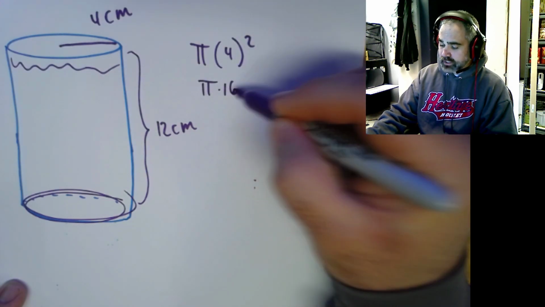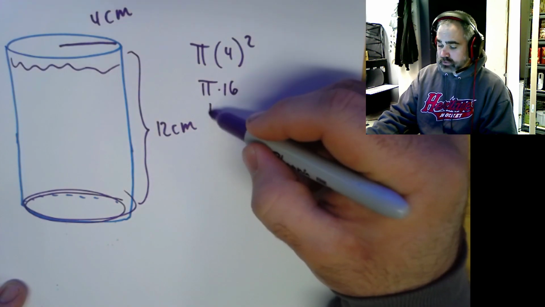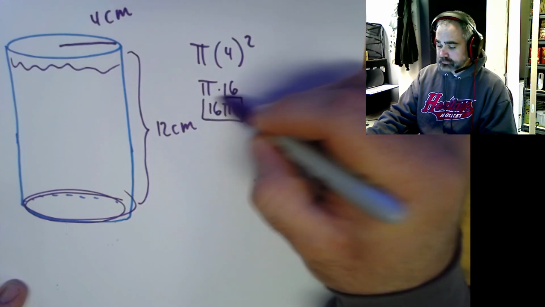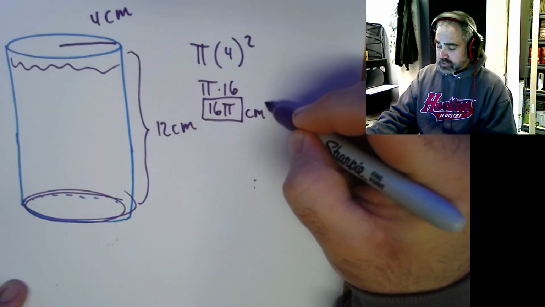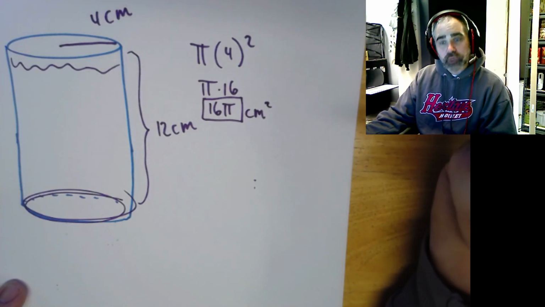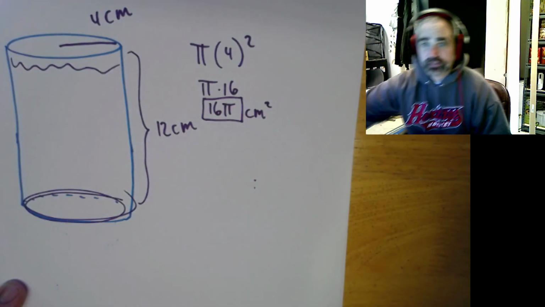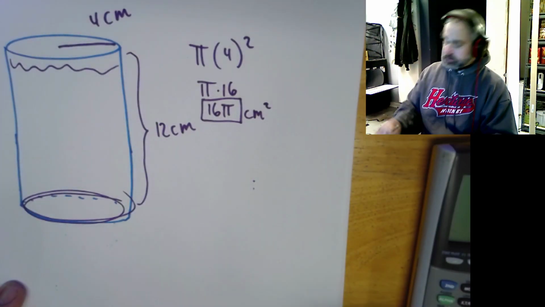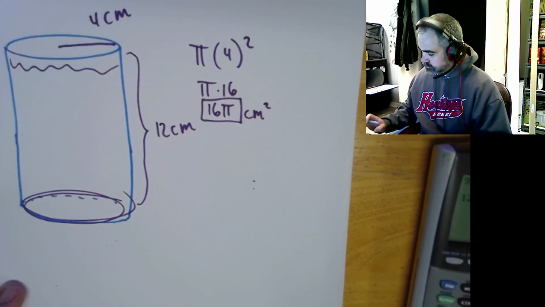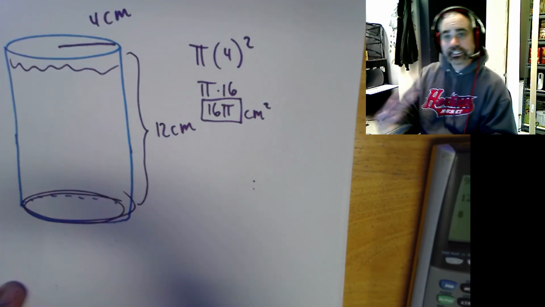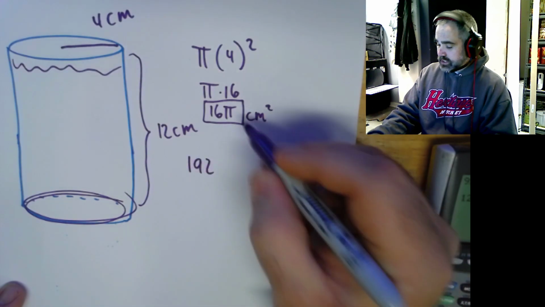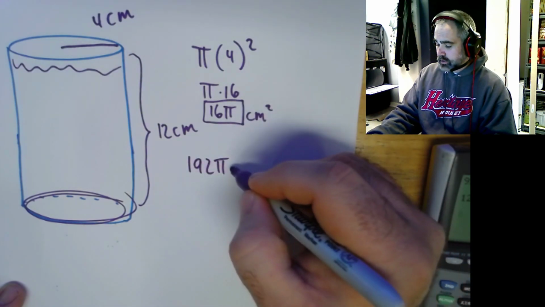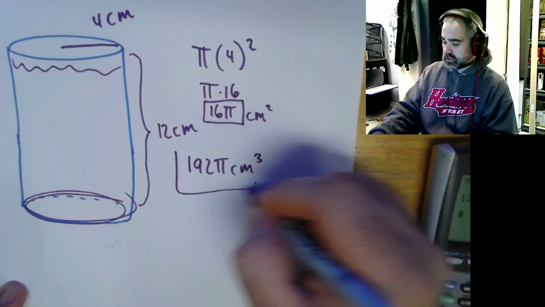Remember, it's pi r squared is the area, so pi times the radius squared, or 4 times 4 is 16. Generally, when we write these, we put the number first. We say 16 pi. And that would be square centimeters, because we're talking about area right now. And then we multiply that times the height, which is 12. Again, area of the base times the height. 12 times 16 is 192, and I can tack the pi on there, and that would be cubic centimeters.